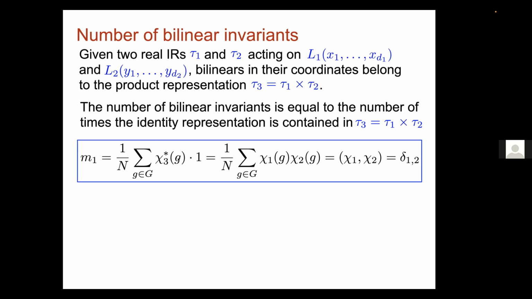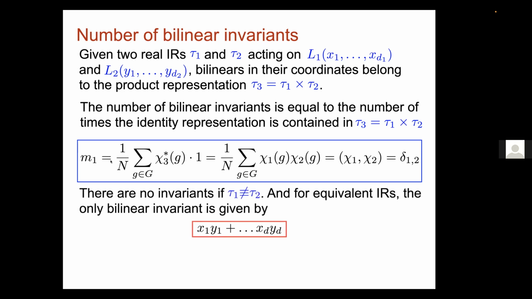This is just this product. I mean, this character is the product of these two characters, okay? But now, this is equal to the complex conjugate, so this is just the scalar product between these two characters. And you know that the scalar product of two characters of irreducible representations is equal to 1 if they are equivalent and to 0 otherwise.